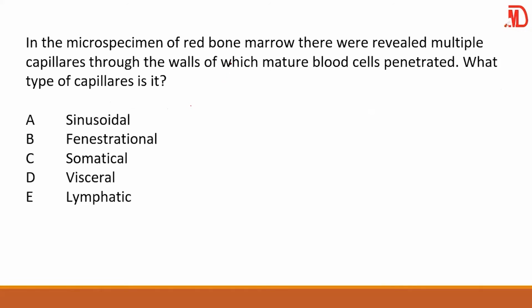In the microspecimen of a red bone marrow, there were revealed multiple capillaries through the walls of which mature blood cells penetrated. What type of capillaries are these? Bear in mind the type of capillaries that are found in hematopoietic organs. When we say hematopoietic organs, we're referring to organs that are responsible for production of red blood cells, such as the bone marrow and then the spleen.